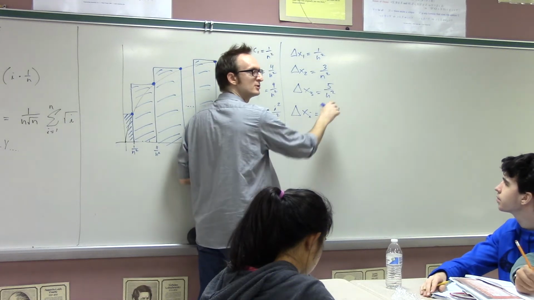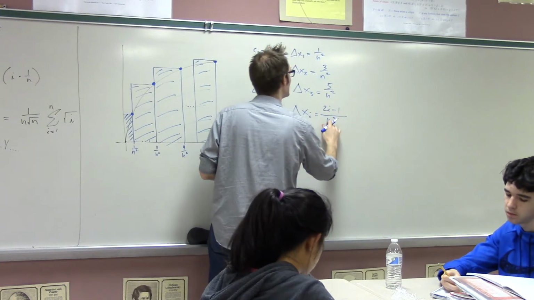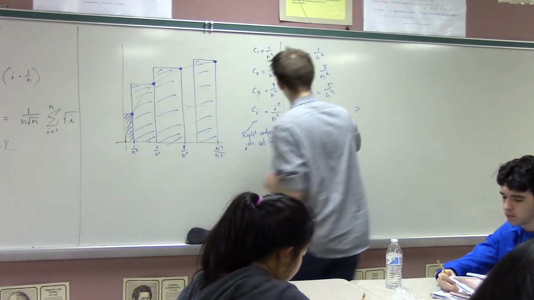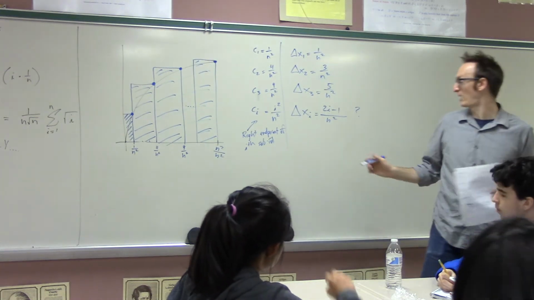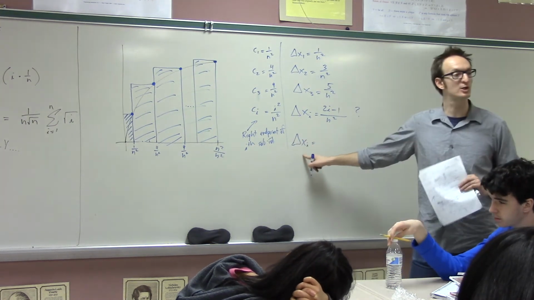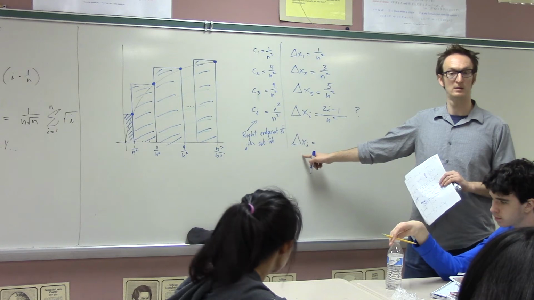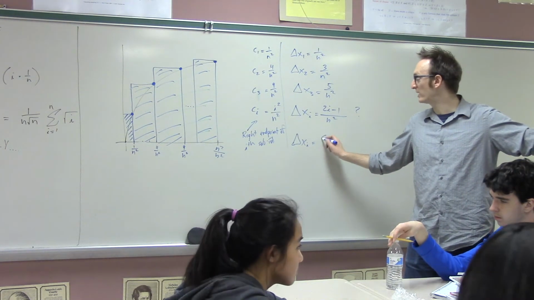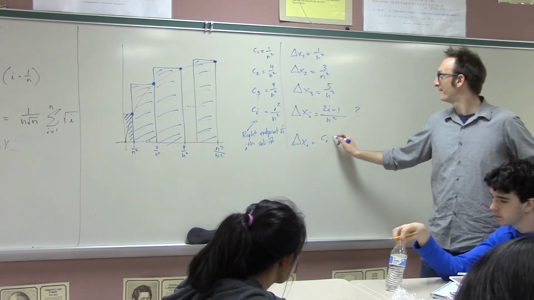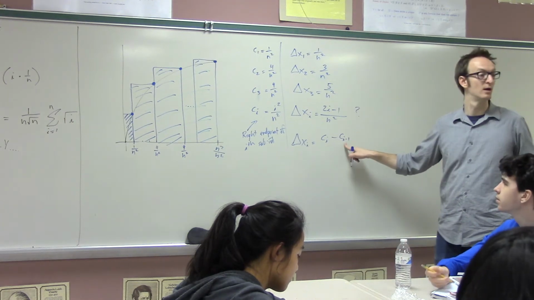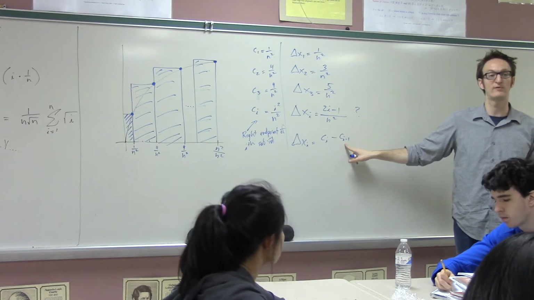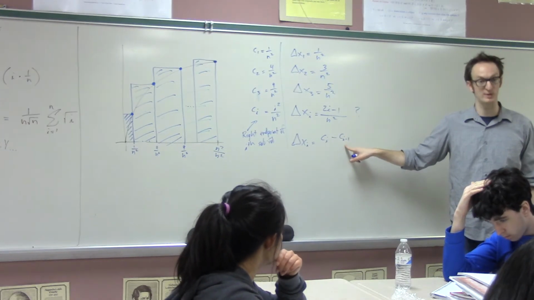I think that works, right? 1, 2, 3. Yep, over n squared. So I think that's right. If we want to check to be sure that that's true, what could we do? We could actually compute it. In general, delta x sub i should be, by definition, c sub i minus c sub i minus 1, the right-hand endpoint of the ith subinterval minus the right-hand endpoint of the previous subinterval, which is also the left-hand endpoint. This is the right endpoint, and this is the left endpoint of the ith subinterval.